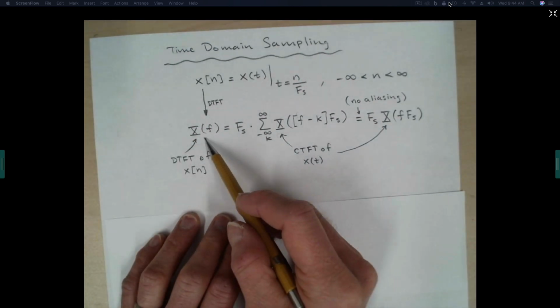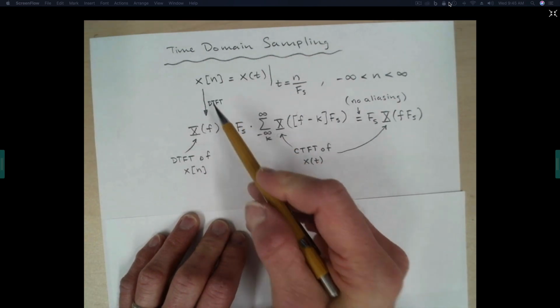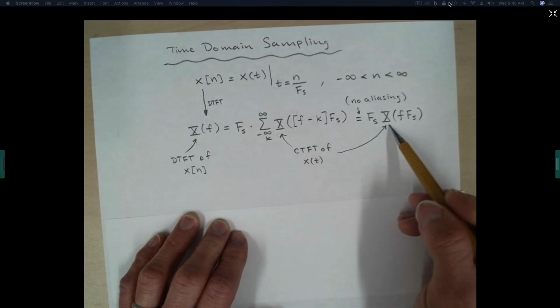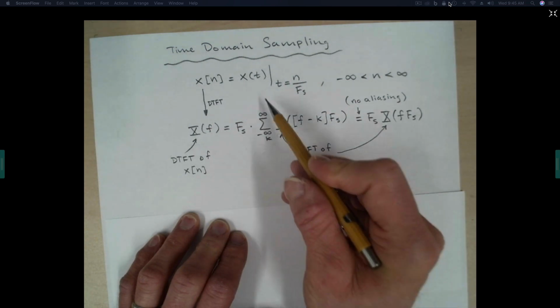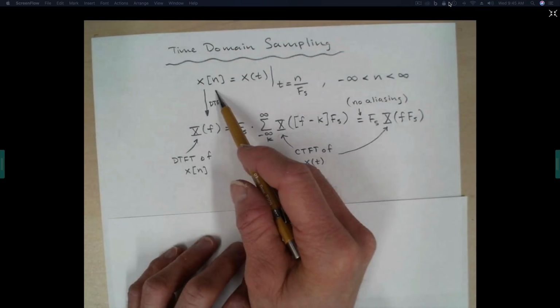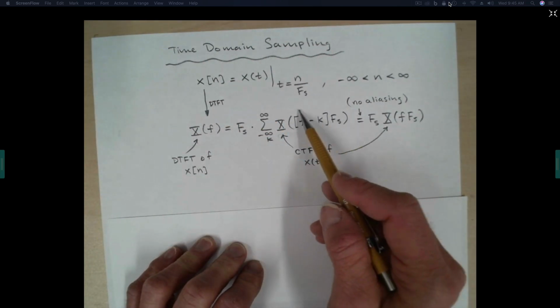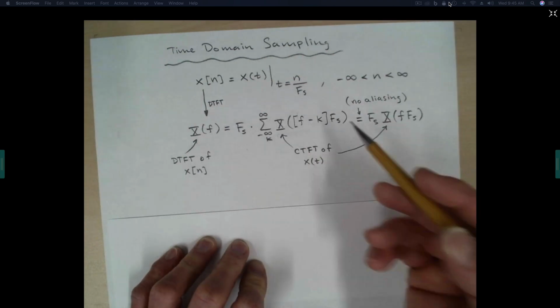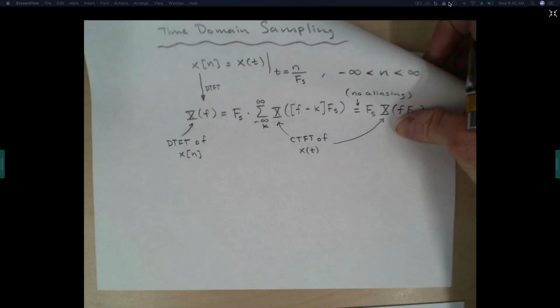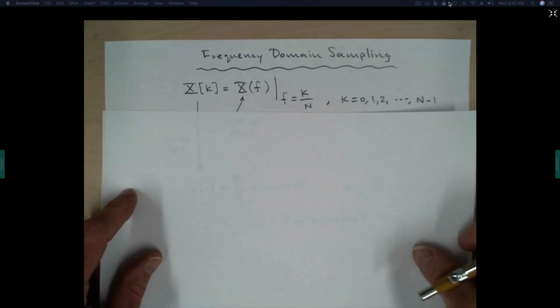Once again, this is the discrete time Fourier transform of the sampled sequence, and this function here is the continuous time Fourier transform of the original signal. So let's just keep that structure in mind, that when you sample in one domain, in the other domain we get this periodic replication of our spectrum, or of the signal.